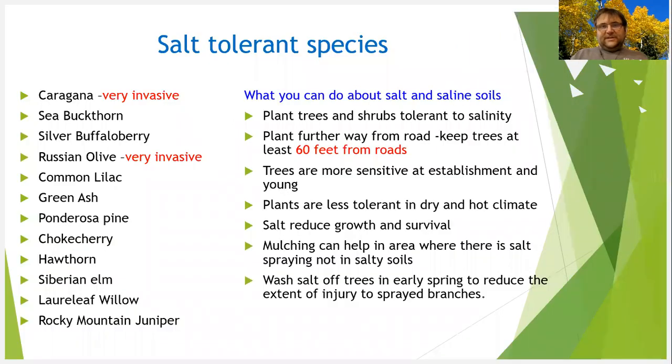The other thing which is very important for your area, because you have an area with high salinity, is this list of species that are salt tolerant. I really want to emphasize: don't plant Russian olive, and if you can avoid the Caragana, great. Russian olive is very invasive. It's spreading in southern Alberta. It's taking over lots of our riparian area. You don't want to do that.